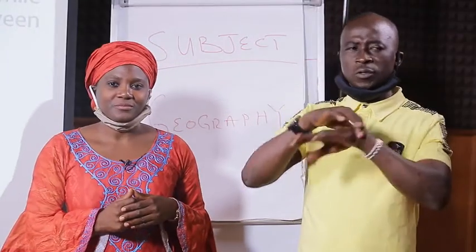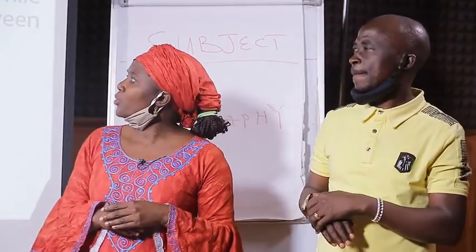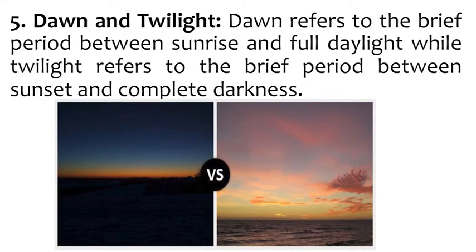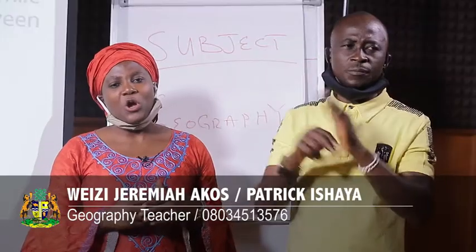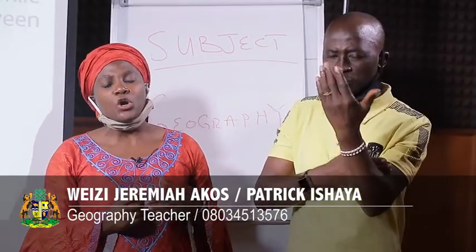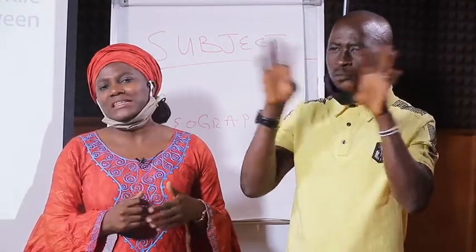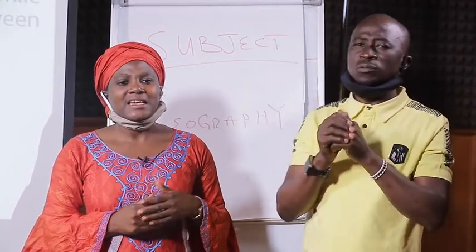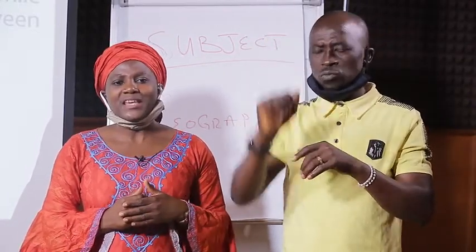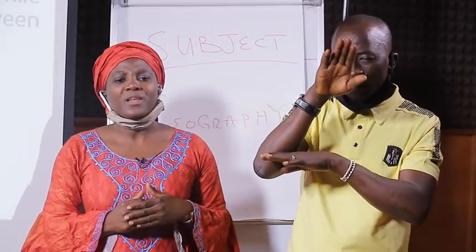Number 5, we have dawn and twilight. Dawn refers to the brief period between sunrise and full daylight, while twilight refers to the brief period between sunset and complete darkness. When you wake up early in the morning before the sun comes up, you go out, you find out that the place is bright, but you cannot see the sun. That is dawn.